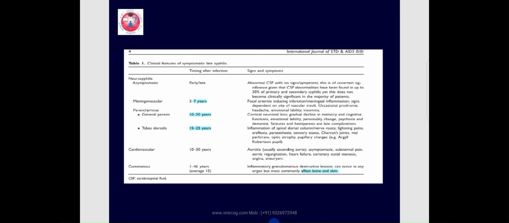Then in neurological, we have seen meningovascular, general paresis of the insane, and Tabes dorsalis. Okay, in general paresis of the insane, what we have seen is two things: memory loss and personality change, leading to a dementia-like picture. Then in Tabes dorsalis, the dorsal column gets affected, with loss of joint position and vibration sense, absent reflexes, and Argyll-Robertson pupil. So these were the manifestations. Okay, in the middle column, the timing of presentation after the infection is mentioned for these manifestations. So please go through this. Sometimes they may ask you on this as an SBA also.